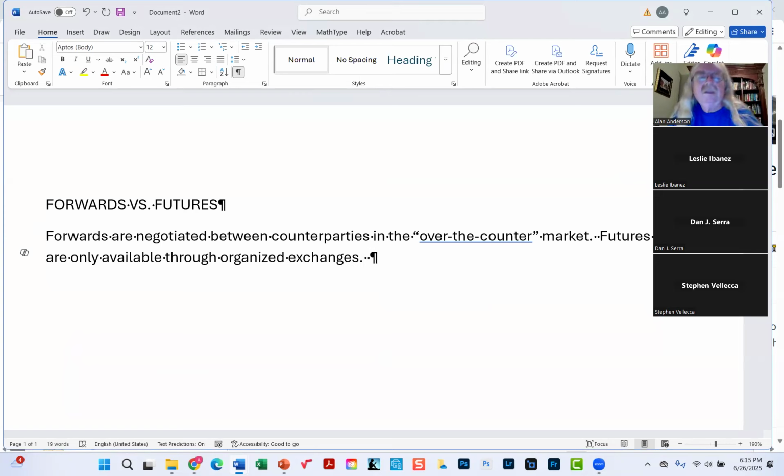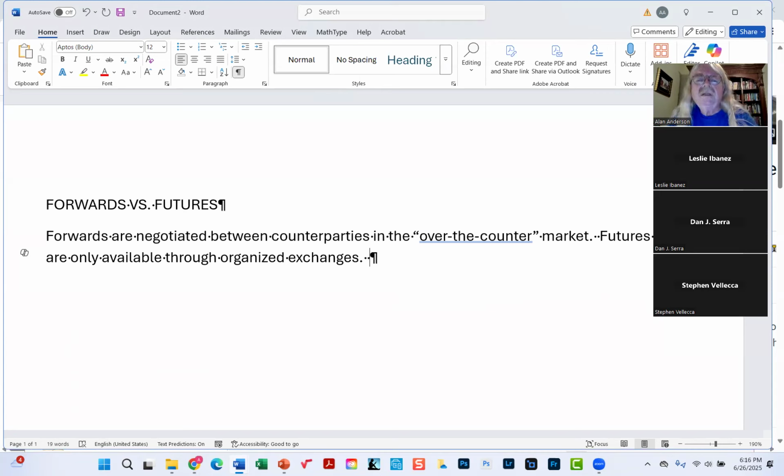So now, there's a lot of good things and bad things about this. One of the good things is that it takes away all the credit risk, because these are very heavily regulated. There's an organization called the Commodity Futures Trading Commission that oversees all this trading, and they make sure that everything is on the up and up at the exchanges that deal in futures. Whereas with the over-the-counter market, you could end up getting into a contract with a counterparty that goes bankrupt, and then you're just out of luck. There's not a whole lot you can do about it.